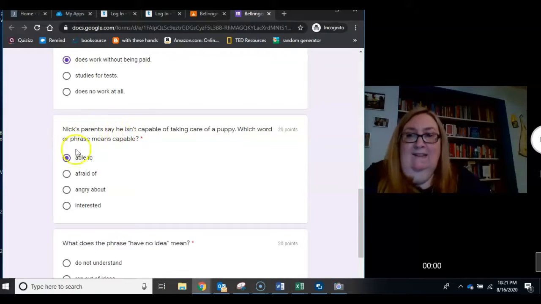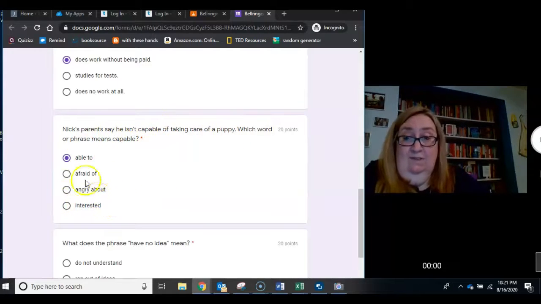Nick's parents say he isn't afraid of taking care of a puppy. Is that what capable means? No. Nick's parents say he isn't angry about taking care of a puppy. It doesn't even make sense, does it? Nick's parents say he isn't interested in taking care of a puppy. Well, we know that's not true. He's very interested. So capable, notice the word able in there, means able to. That's a synonym, a word that means the same thing.